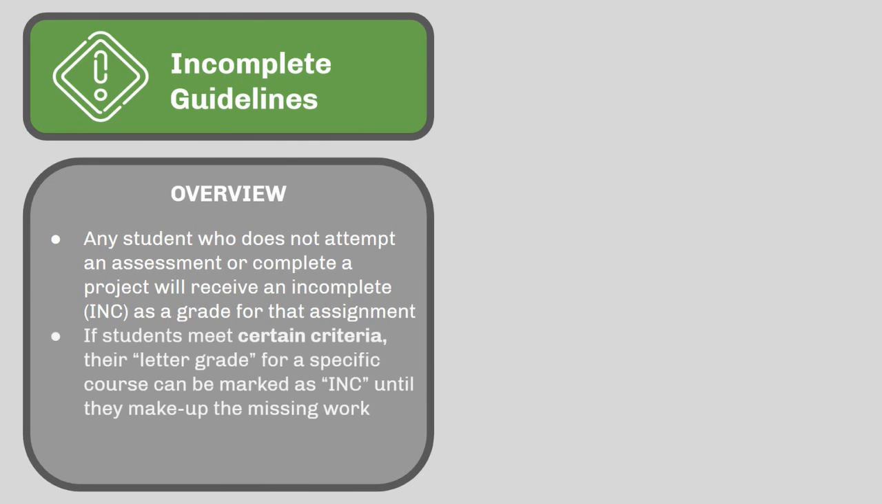And then, and here's the kicker, if a student is missing a certain amount or type of work, their whole grade would be rendered as an incomplete until they make up that missing work. But what's the criteria? How do we decide whether a student's whole grade for a course is going to be an incomplete? And I think that's the big question here.